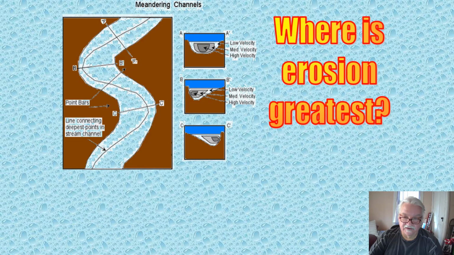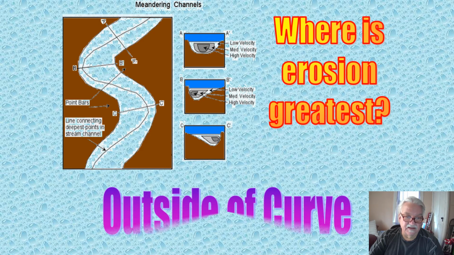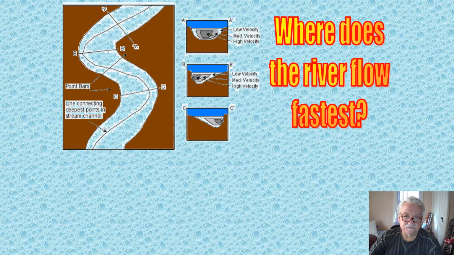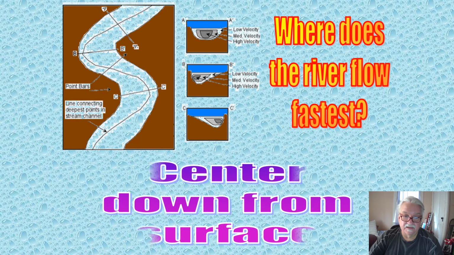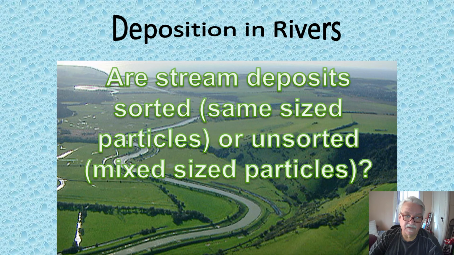So where is erosion the greatest? The outside of a curve. Where does the river flow fastest? Center, down from the surface a little bit. And of course, towards the outside of the curve.